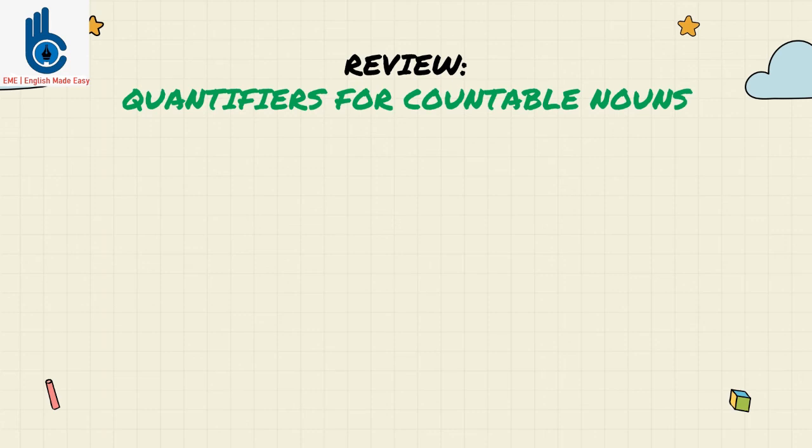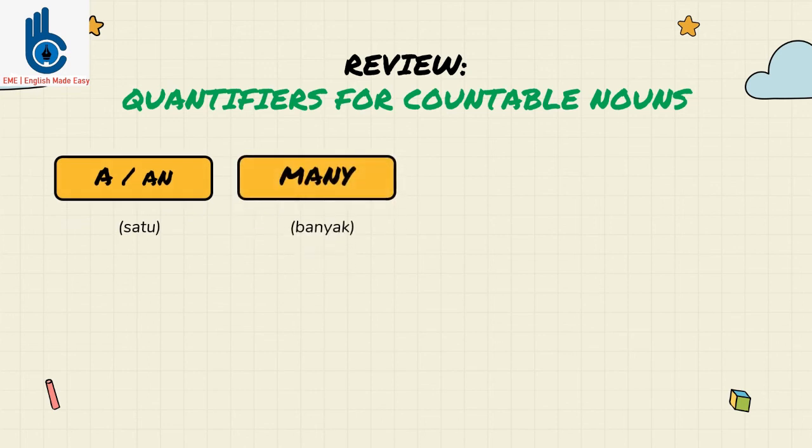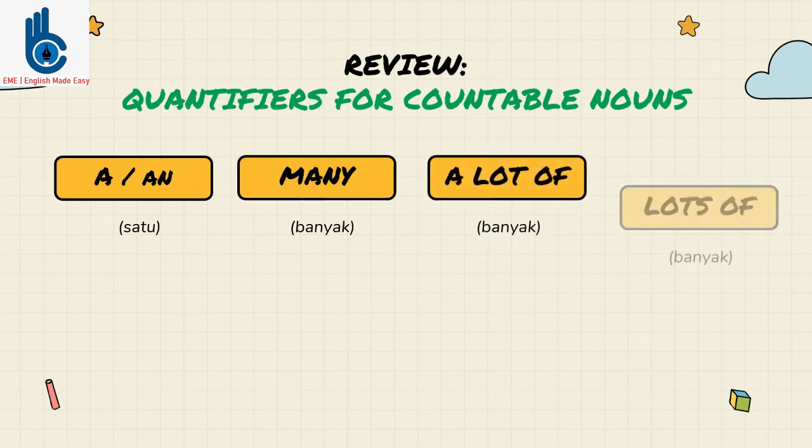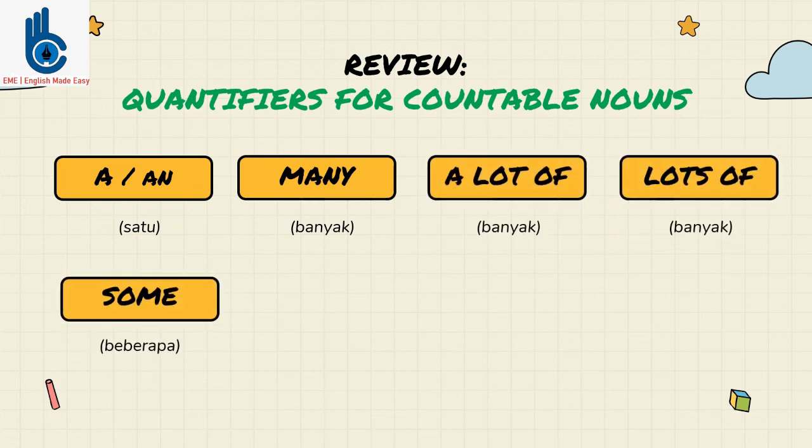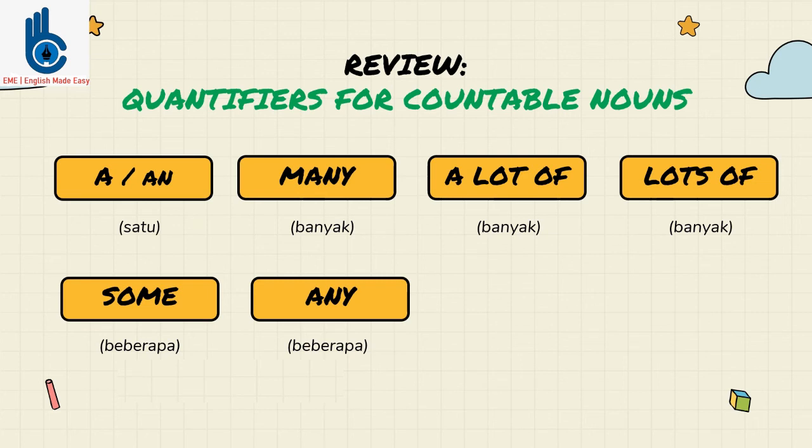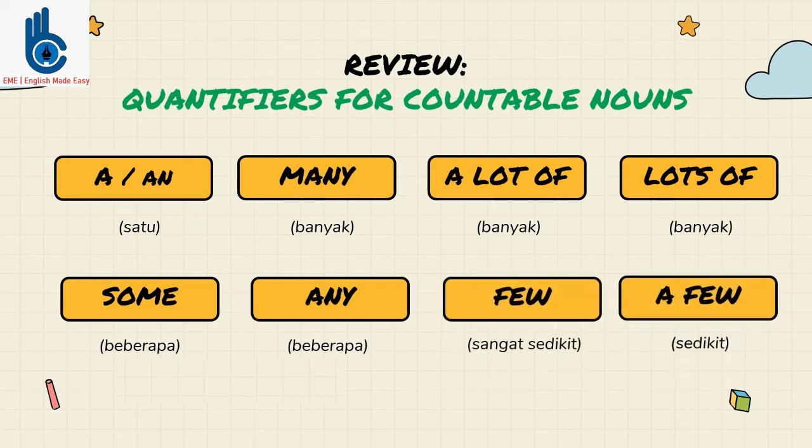Now let's see a review for some quantifiers used for countable nouns. Ada beberapa quantifier yang bisa dipakai untuk benda-benda yang bisa dihitung. A or an, it means satu. Many, a lot of, lots of, mean banyak. Some, any, both of them mean beberapa. We can also use few and a few, means sedikit atau sangat sedikit.